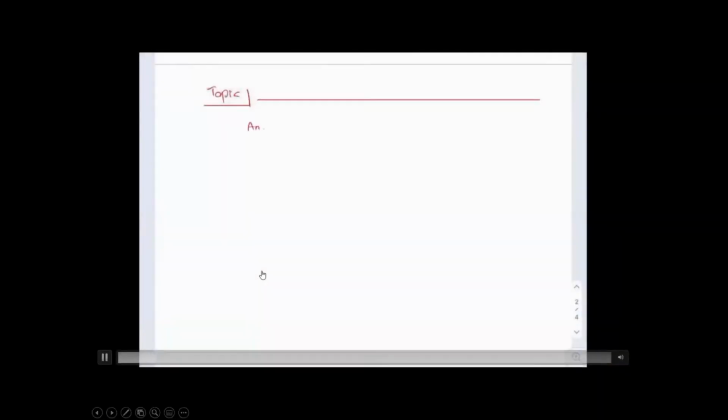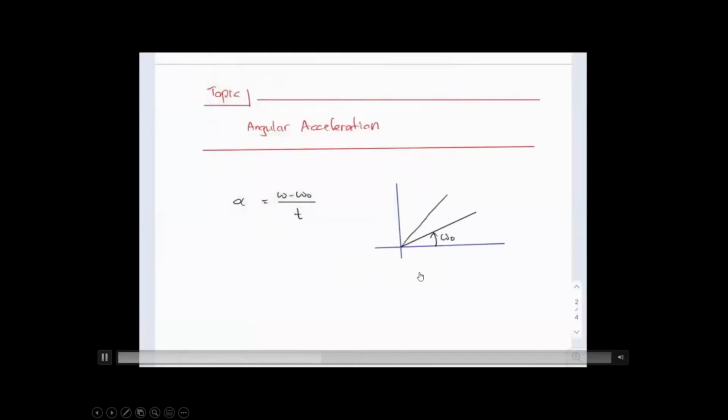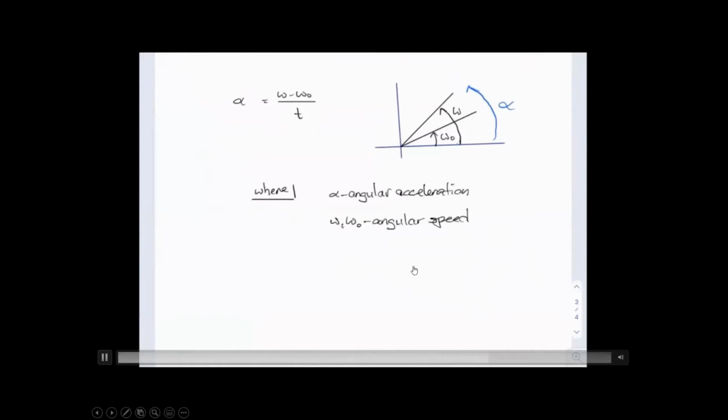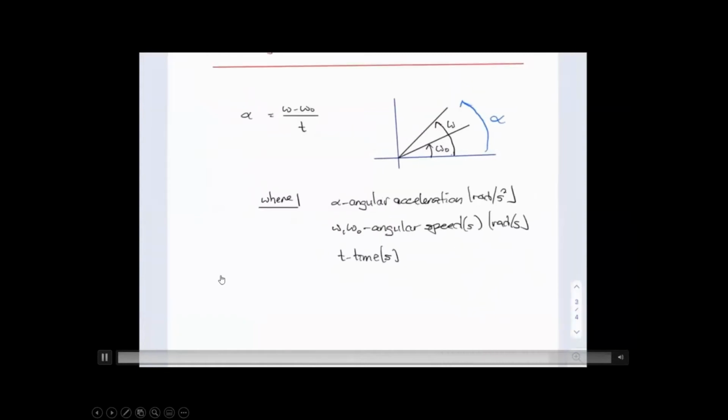We'll have angular acceleration, which is how fast the angular velocity changes in time. Here's your initial angular velocity, which is this. Final angular velocity right there. So this is how fast the angular velocity changes in time, your angular acceleration. It's going to be expressed in terms of radians per second squared.